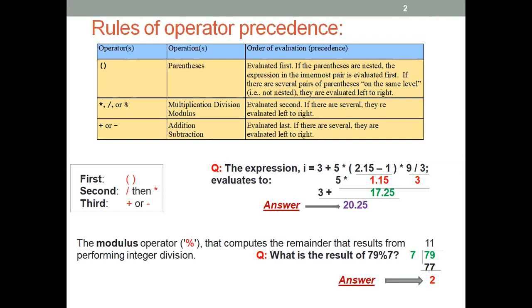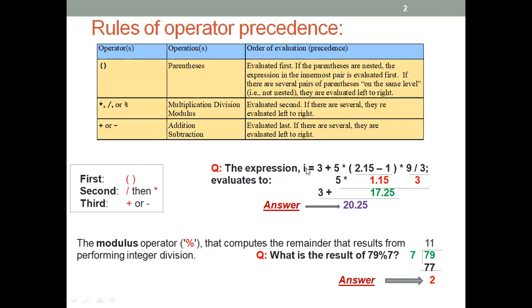Last class, we learned about the rules for operator precedence. There are three rules here. I wrote down the notes. First, you have to check the parentheses. You are going to get this kind of question, and these are the equations that you have to solve. So first you check the parentheses, the brackets. Second, you go for multiply and divide. Then the third one is to check for plus, addition, or subtraction. So these are three simple rules.